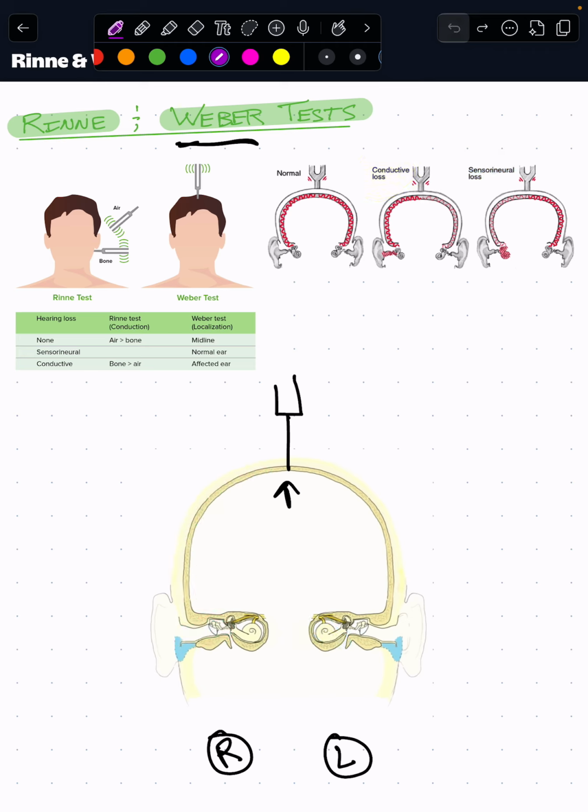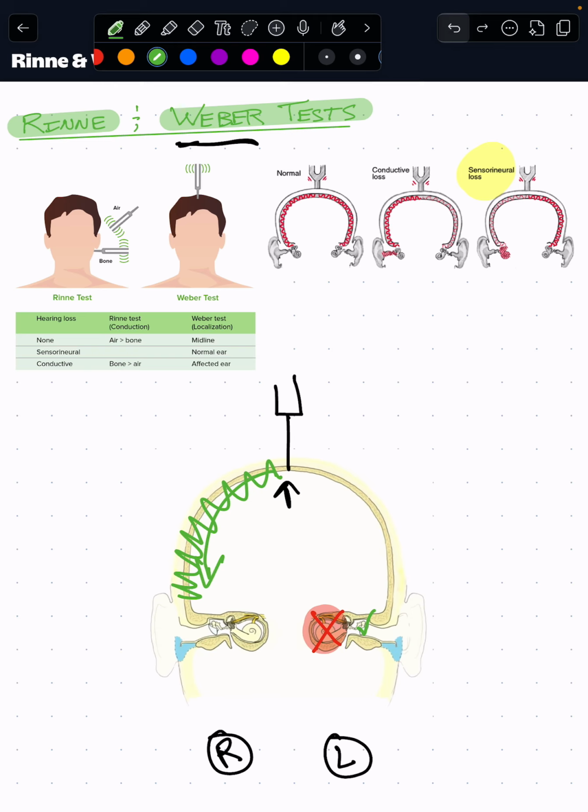Okay, so I'm talking about sensorineural loss. This is the part of the ear that does not work during sensorineural loss. Okay, no good. This is good. The Weber test lateralizes to the good ear. So it goes this way, not this way. So this is sensorineural loss, okay?